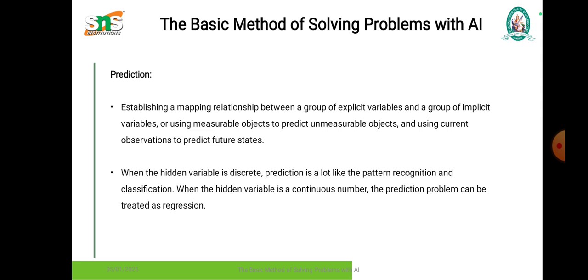The next method is prediction. It is establishing a mapping relationship between a group of explicit variables and a group of implicit variables, or using measurable objects to predict unmeasurable objects, and using current observations to predict future states. When the hidden variable is discrete, prediction is a lot like pattern recognition and classification. When the hidden variable is a continuous number, the prediction problem can be treated as regression.